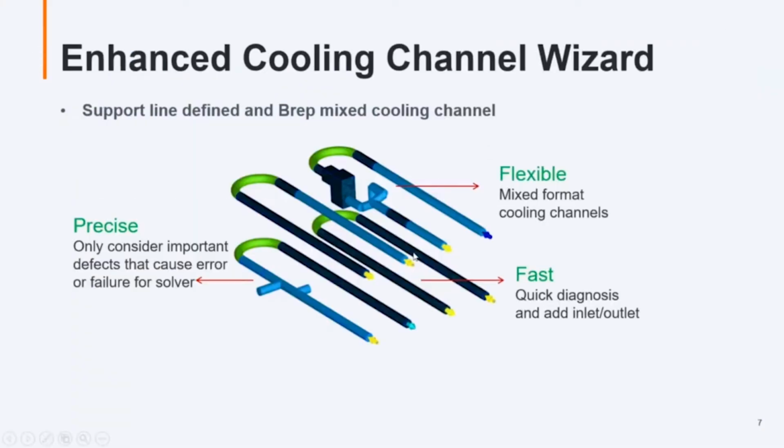Okay. And the next one we improved is our cooling channel wizard. Now we support mixing the geometry-type cooling channel and the line-based cooling channel. So like in these pictures, we can create the line cooling channel, connect it with a geometry cooling channel, and just generate a mesh. It is fully supported. We don't need extra settings.